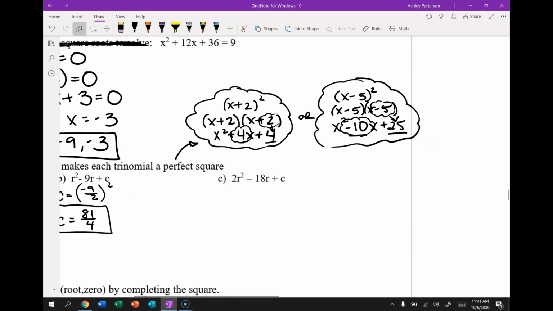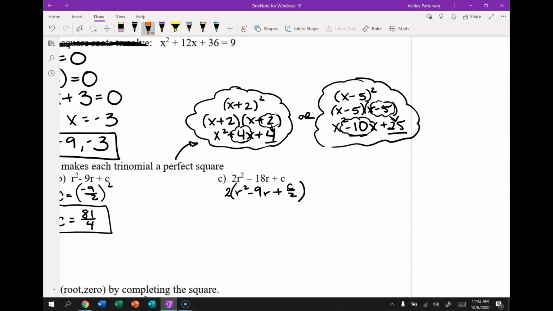Now, it's not equal to 1, my a coefficient. It's a 2. So how do we get it to be a 1? That's right. We're going to divide everything by 2. Am I allowed to do that? Yeah, it's not going away. Since it's not an equation, you could factor it out. We could do that also. And that actually makes more sense mathematically. So we've got 2, and then r squared minus 9r plus c over 2.